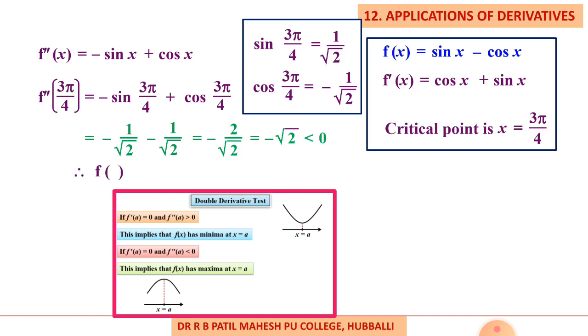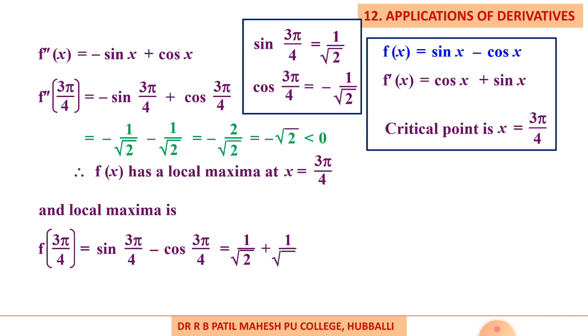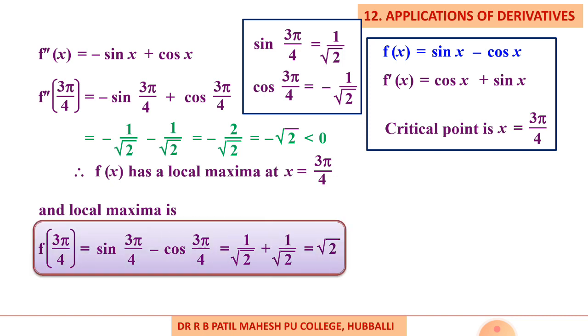Therefore f of x has local maxima at 3 pi by 4, and the local maximum value is f of 3 pi by 4 equal to sin 3 pi by 4 minus cos 3 pi by 4, that is 1 by root 2 plus 1 by root 2, because cos 3 pi by 4 is minus 1 by root 2, so minus into minus will get plus 1 by root 2. So this implies root of 2.